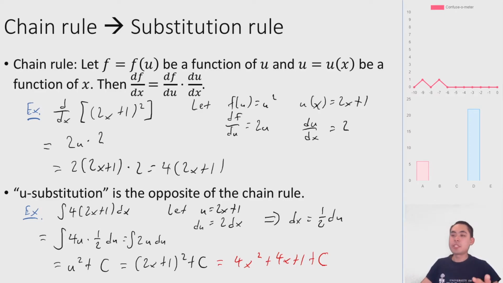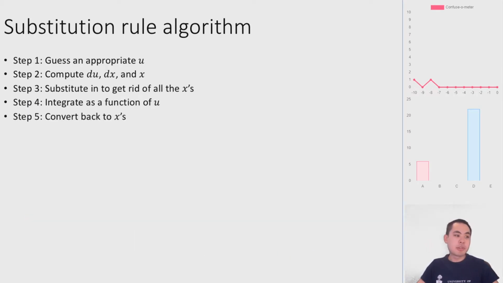Okay, so u-substitution is the opposite of the chain rule, but note that for the chain rule, we knew what our f and u were. But for u-substitution, you have to guess what our u is, and that makes things a little bit more difficult. And so the substitution algorithm is, you're going to have to guess an appropriate u. And what that u is, unfortunately, I can't give you a general rule for it. And then you compute du/dx. You substitute in to get rid of all the x's. You integrate as a function of u, and then you convert back to x's.